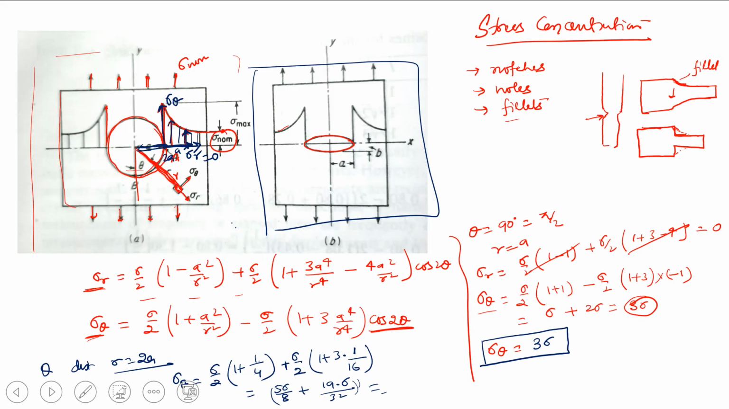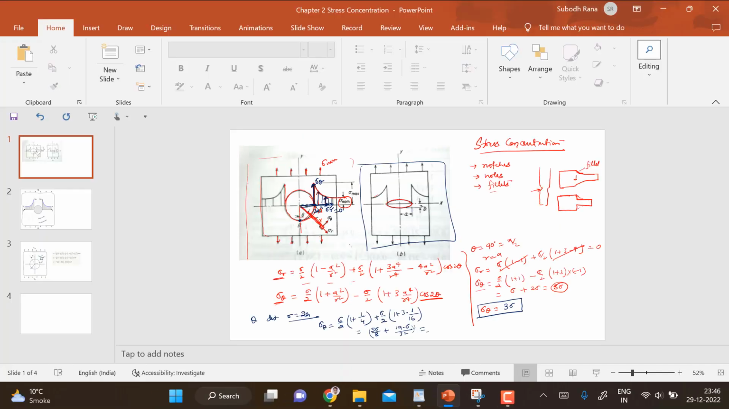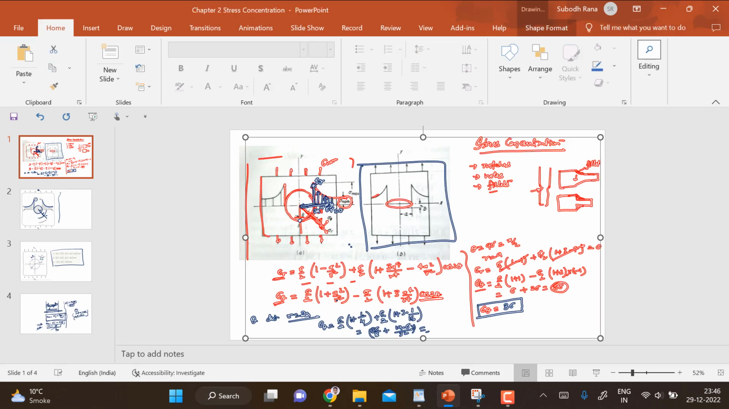Now guys, we have seen the stress at this point. Now suppose someone asks you what is the stress at point B. For point B, your theta will be equal to 0. Fine. So now I will take another slide and try to explain.